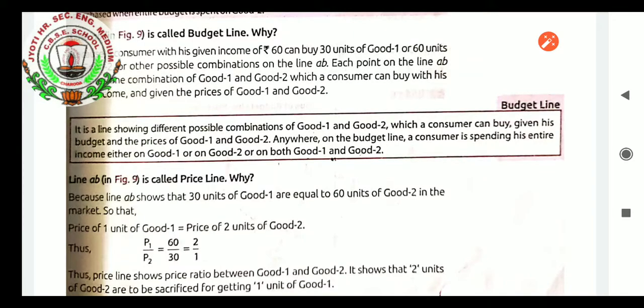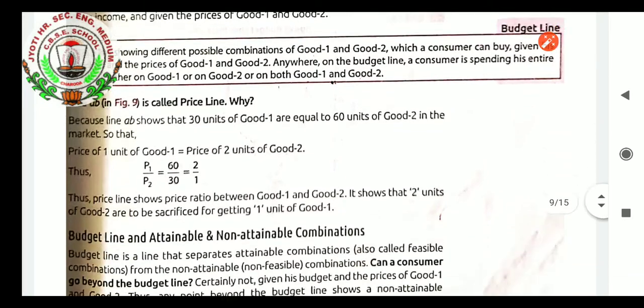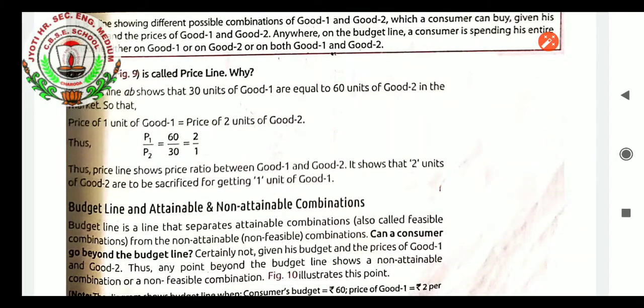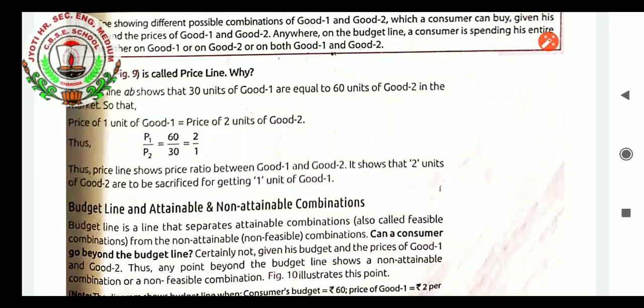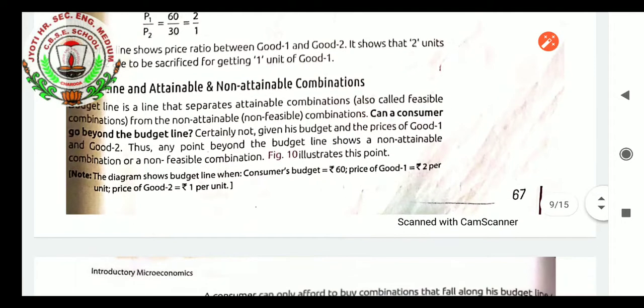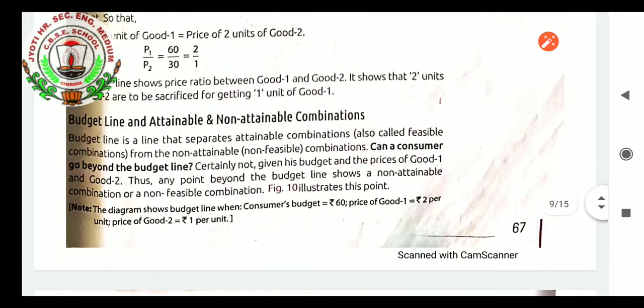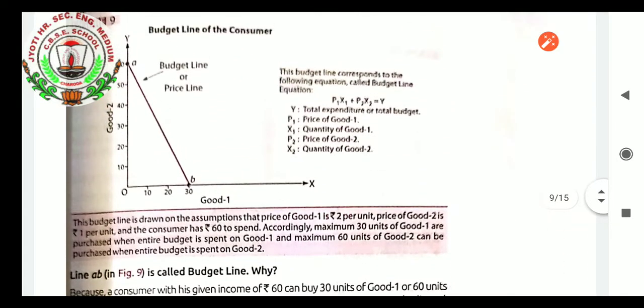Why is it the price line? Because it is the line drawn on the basis of the prices of the goods. The price of 1 unit of goods 1 and the price of 2 units of goods 2 we had taken, and then we have drawn this. The price line shows the price ratio between goods 1 and goods 2. It shows that 2 units of goods 2 are to be sacrificed for getting 1 more unit of goods 1. Budget line and attainable and non-attainable combinations.